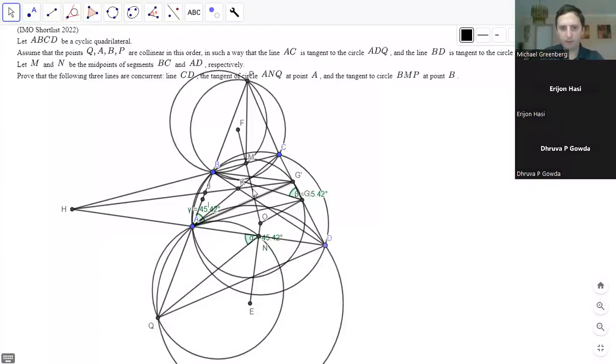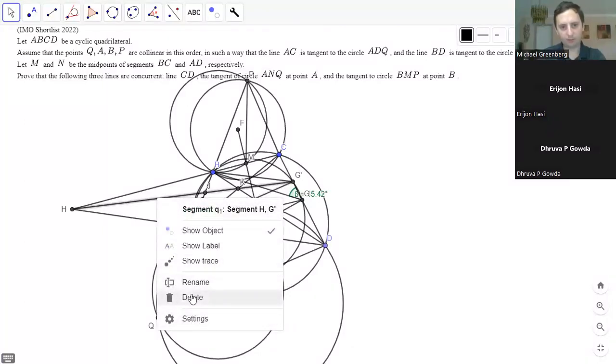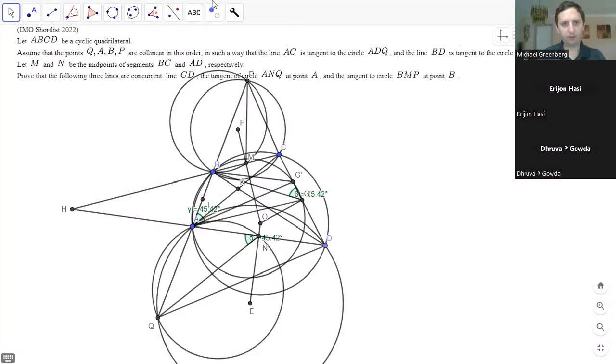Okay, so angle G prime AD is BAD minus BAG prime, which is BAD minus ANQ, which is angle AQN. Yes, and that solves it. And we know that this is equal to this because of the similar triangles, and we know that this is equal to that by the cyclic quadrilateral. Okay, so we can delete a lot of stuff, at least hide a lot of stuff.